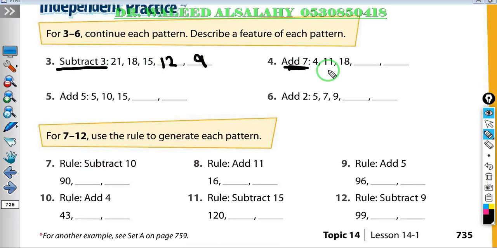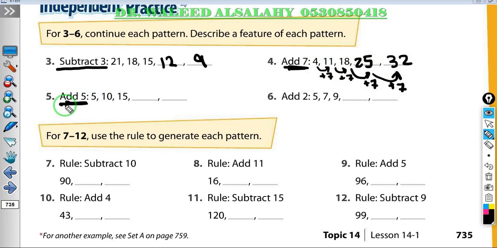This is add 7. He starts with 4, so 4 plus 7 is 11. 11, here he adds 7. Also add 7. Also we can add 7. Add 7 to 18, it will be 25. Add 7, it will be 32. So every time add 7.